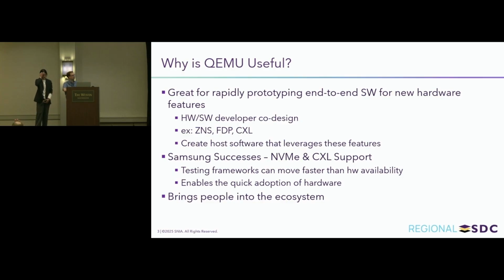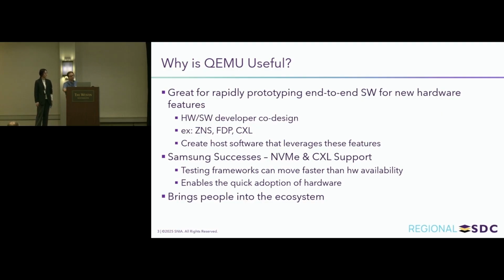You have the hardware prototyping, and eventually SoCs have to come out. You need firmware. There's a very complex set of steps that has to happen to have hardware. But we can already make a proving ground of how this may look. And Samsung has had successes leveraging QEMU in NVMe and CXL support.